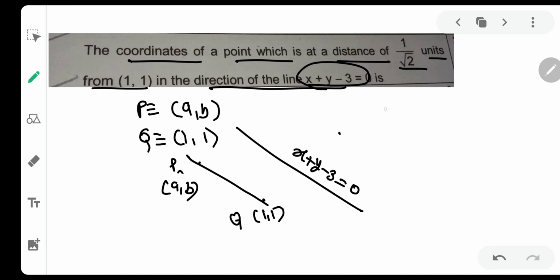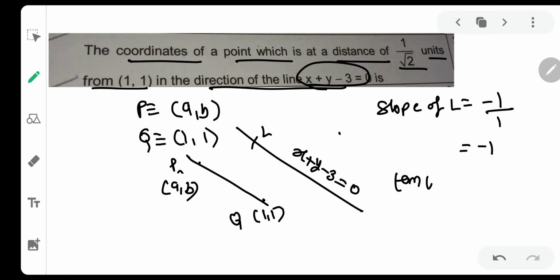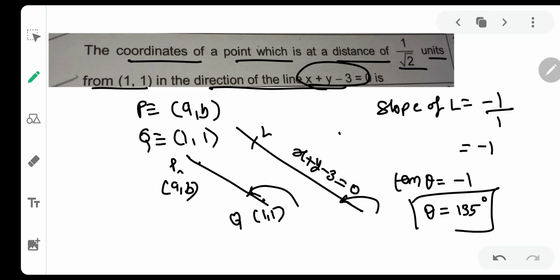Okay, so let us first calculate the slope of line L. Slope of L will be minus coefficient of x upon coefficient of y, so minus 1, but slope is nothing but tan theta, so tan theta is minus 1. It means theta has to be equal to 135 degrees. So this angle is 135. Similarly this angle is also 135 degrees. Okay, now we need to understand a few things.